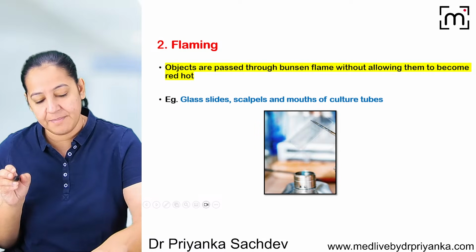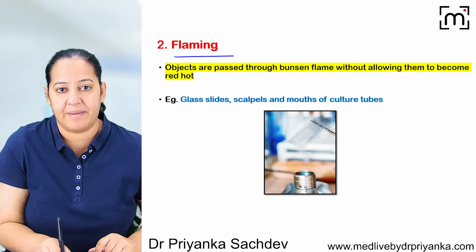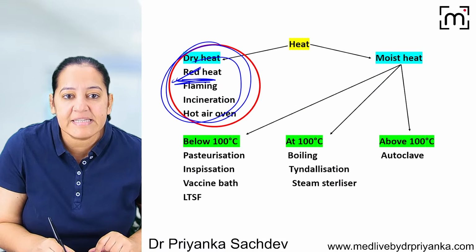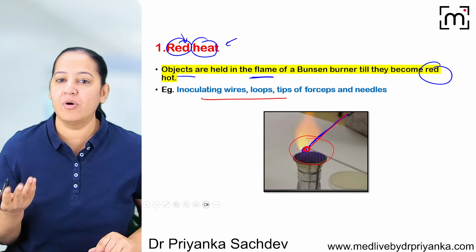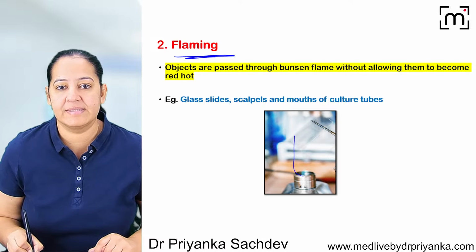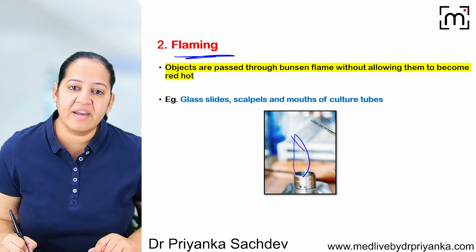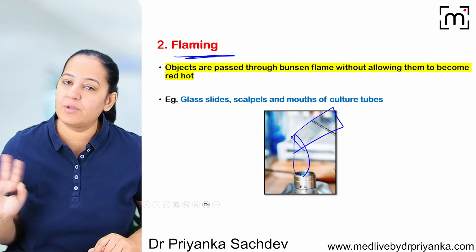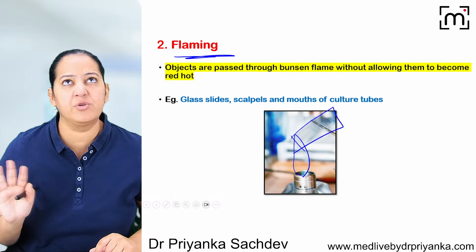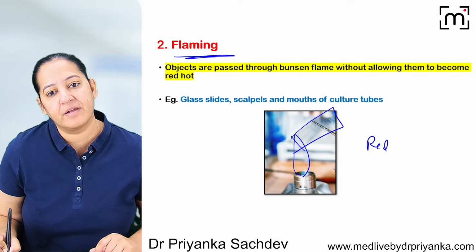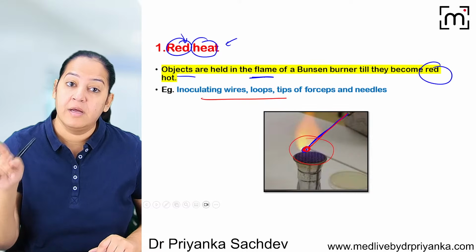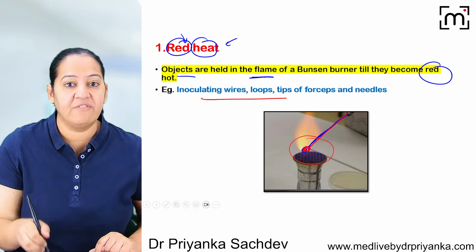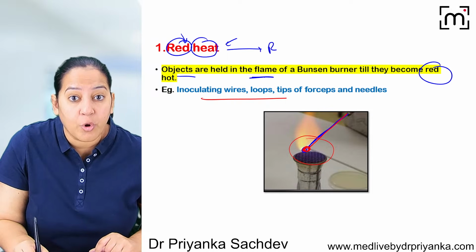Got it? Now the second method is flaming. Okay, red heat is done. I'm coming to flaming, the second method. In flaming also we use the Bunsen flame. Here also you can see this is the Bunsen flame and we are heating the object. Here the object is not necessarily metal, and we do not wait till it becomes red. We just heat it superficially. So that is flaming. It is not a good method. Red heat is the best method, where we wait till the object looks red in color.